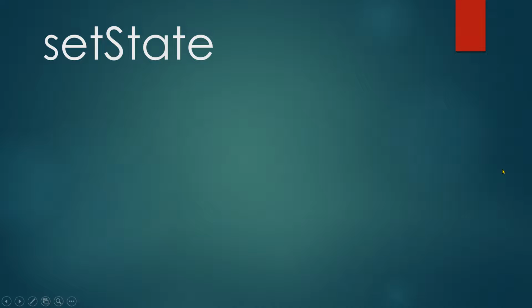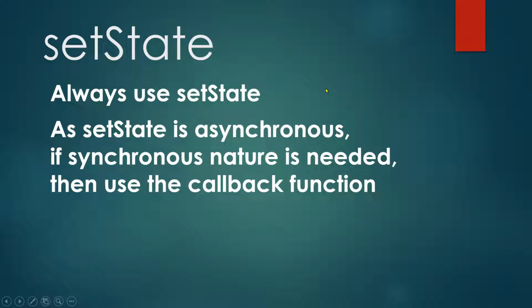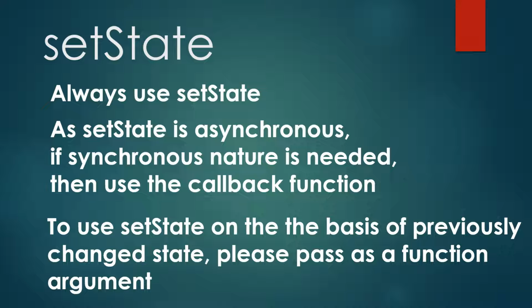So let's wrap up what we have learned till now. Whenever you want to change the state, always use setState, and setState is always asynchronous. If you want synchronous behavior from setState, use the callback function. Whatever code you want to execute synchronously after the state has changed, put that block of code inside this callback function. And if you want to use setState on the basis of the previously changed state, then pass a function, like we did, passing the previous state into a function instead of the whole state object.